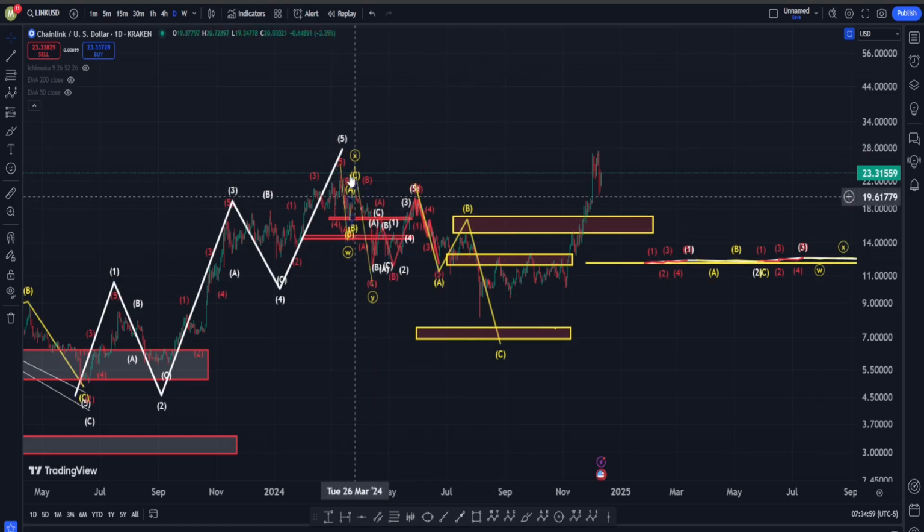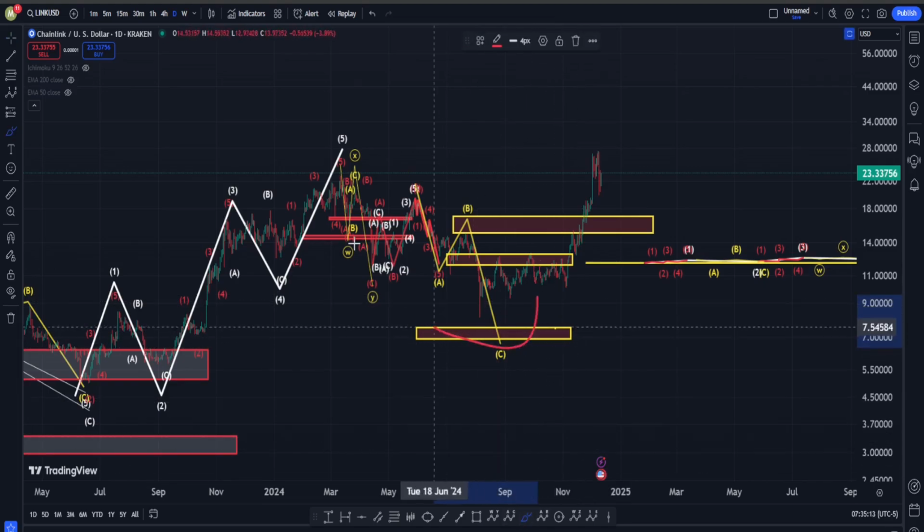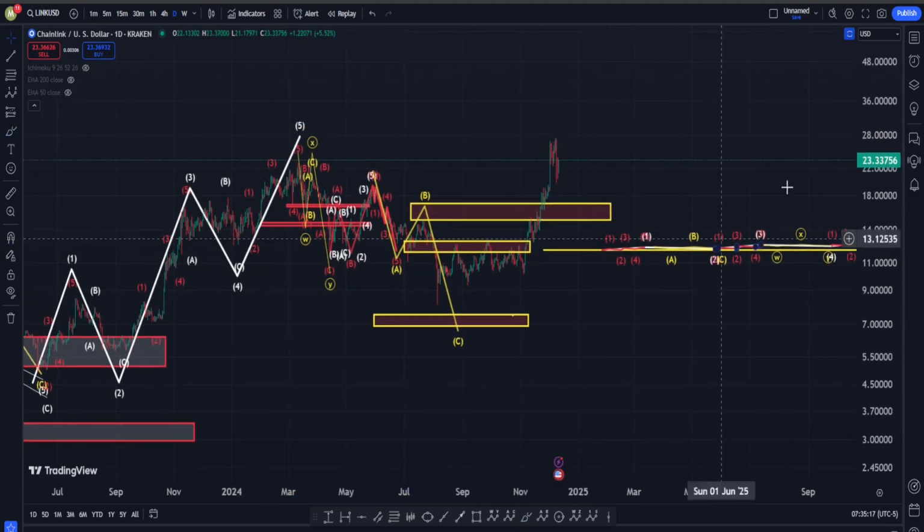Maybe we can have a double zigzag followed by another zigzag, or if you're not comfortable to have a WXY into a wave W, you can say, well, okay, maybe this is going to be like a zigzag followed by a double zigzag. Doesn't really matter a whole lot. The point is, this is a choppy move on the downside, which is a very important characteristic of a correction.